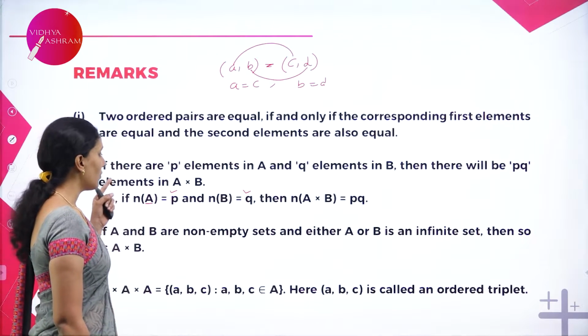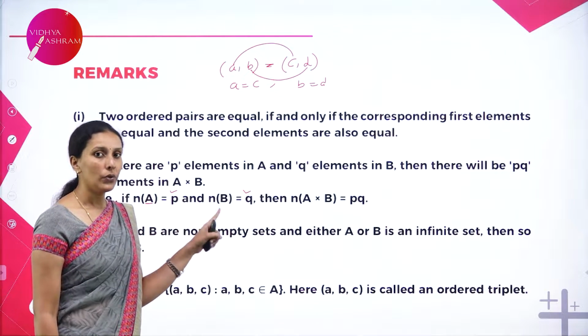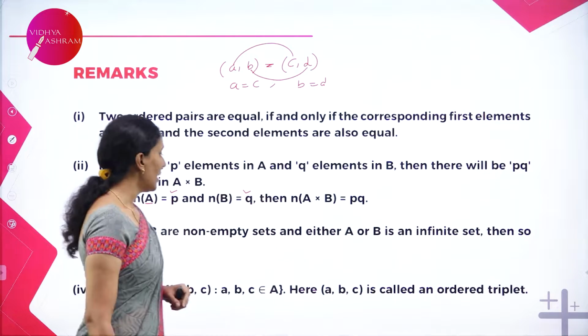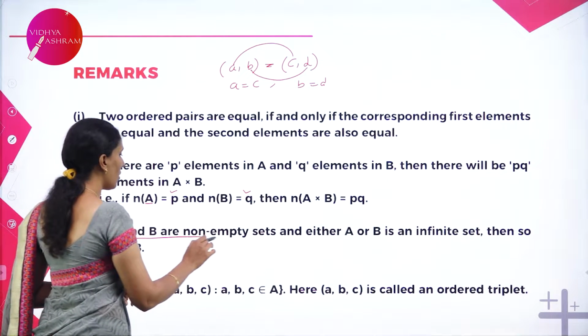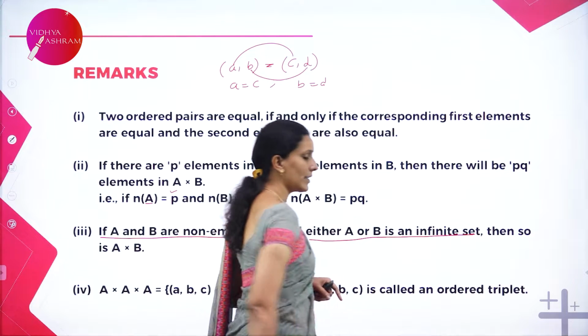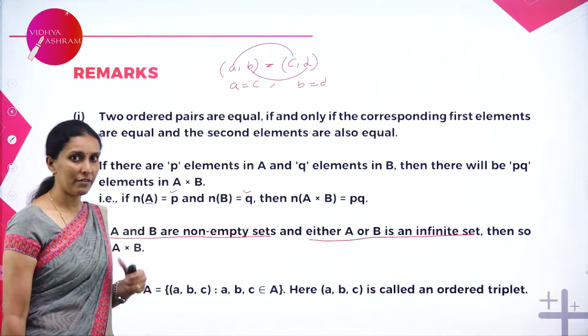In general, if there are P elements in A and Q elements in B, then there are PQ elements in A cross B. Next, if A and B are non-empty sets and either A or B is an infinite set, then A cross B is also an infinite set.